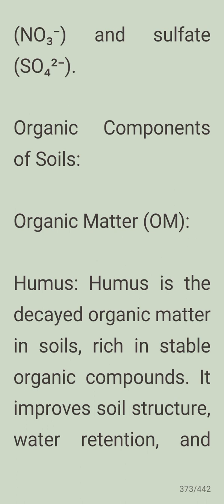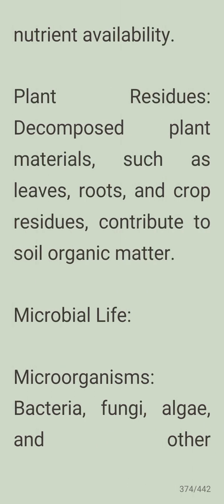Organic components of soils. Organic matter, OM. Humus. Humus is the decayed organic matter in soils. Rich in stable organic compounds, it improves soil temperature, water retention, and nutrient availability. Then plant residues. Decomposed plant materials such as leaves, roots, and crop residues contribute to soil organic matter.